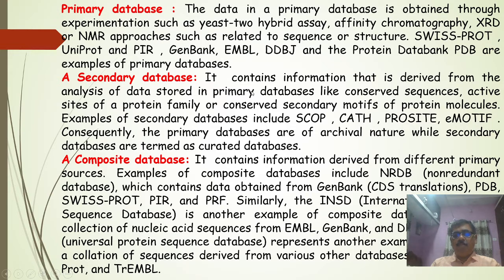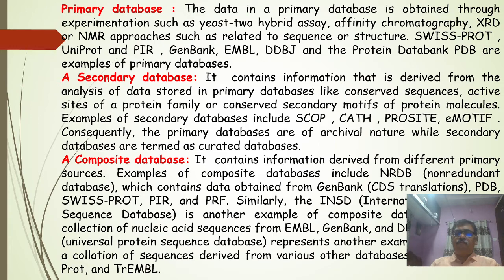The secondary database contains information that is derived from the analysis of data stored in the primary databases, like conserved sequences, active sites of proteins, and secondary motifs. These databases include SCOP, CATH, PROSITE, and eMOTIF, which we'll discuss later on. And then the composite databases.